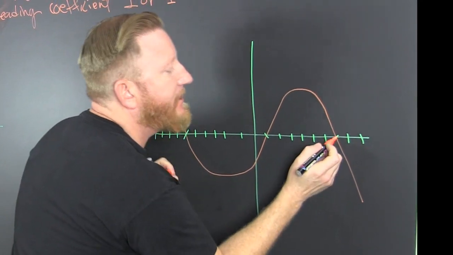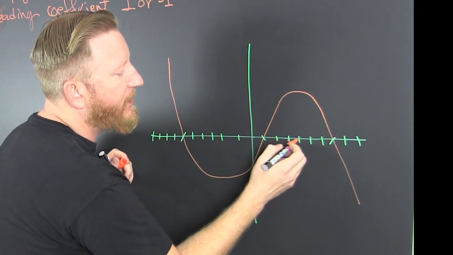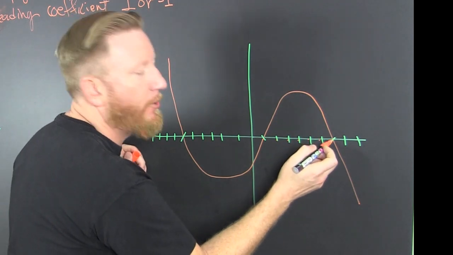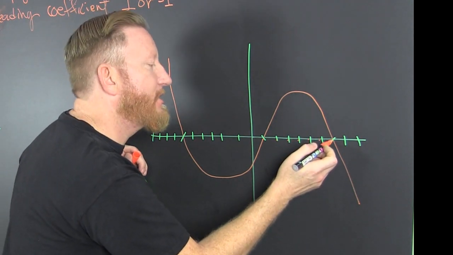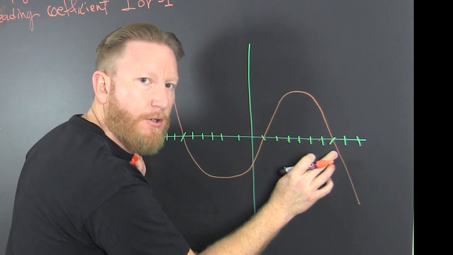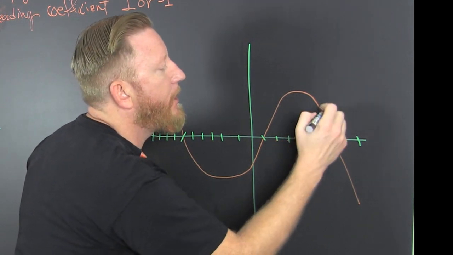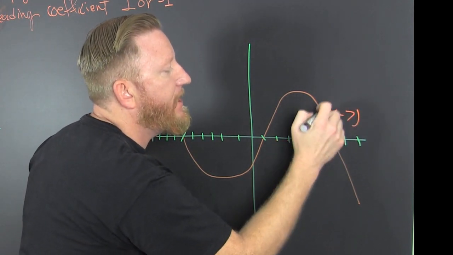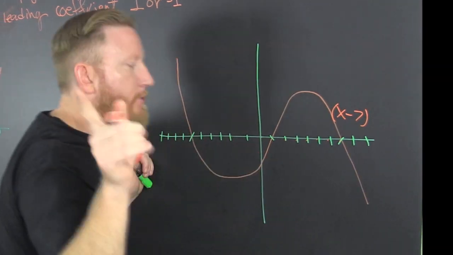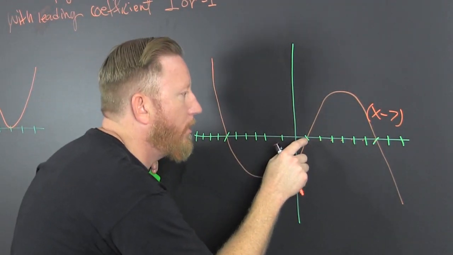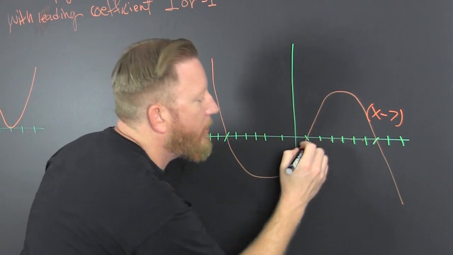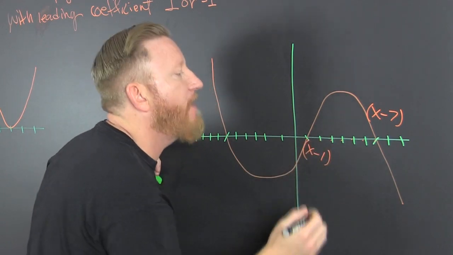Now, we look at this. What is that? 1, 2, 3, 4, 5, 6, 7. So, 7 is a 0. How do I know it's a 0? Because that's what makes the polynomial a 0. So if 7 is a 0, then x minus 7 is a factor. What's the next factor? 1 is a 0, so x minus 1 is a factor.